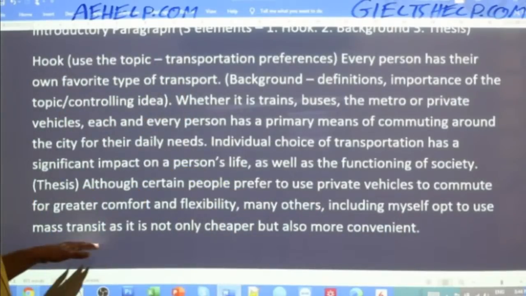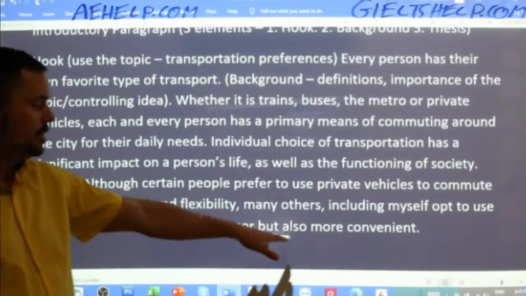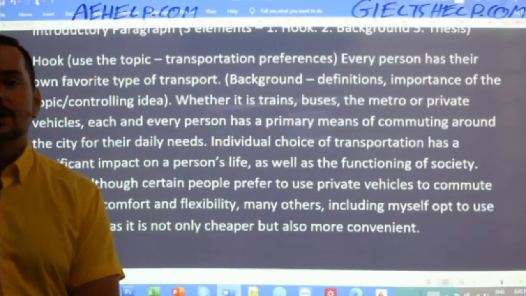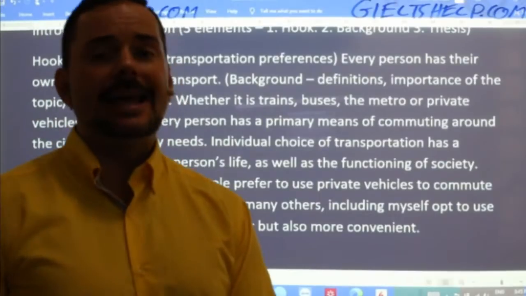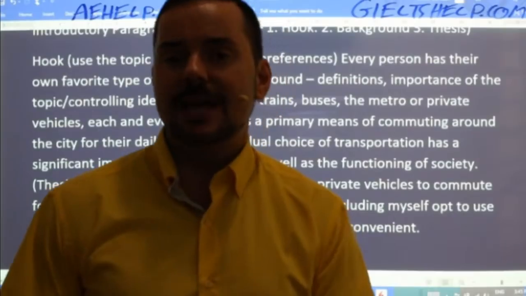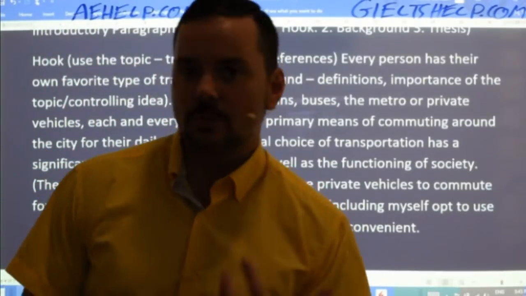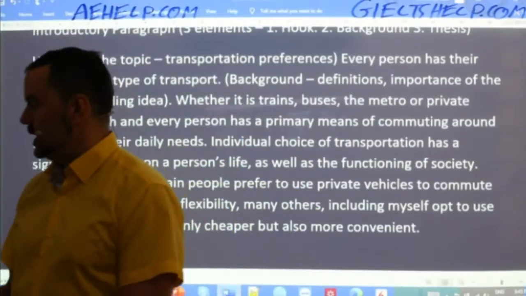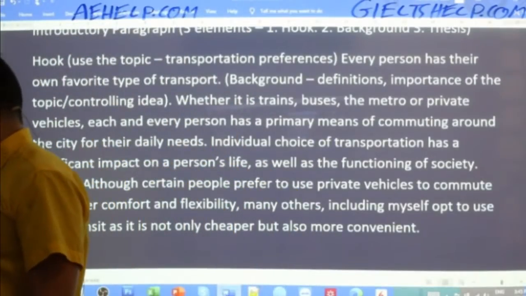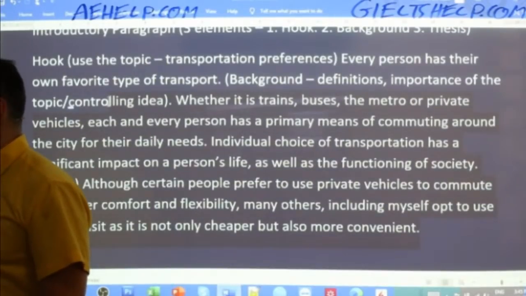to use mass transit as it's not only cheaper, but also more convenient. Now I have clarity, I have direction, I know the exact structure of my essay, and I know the content. So all I have to do now is write it with body paragraphs 1, 2, and the conclusion. And we're going to do that tomorrow.